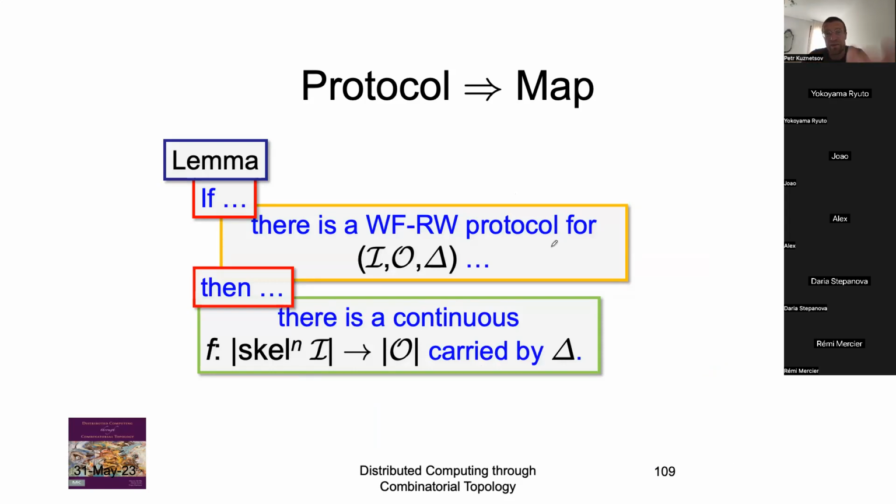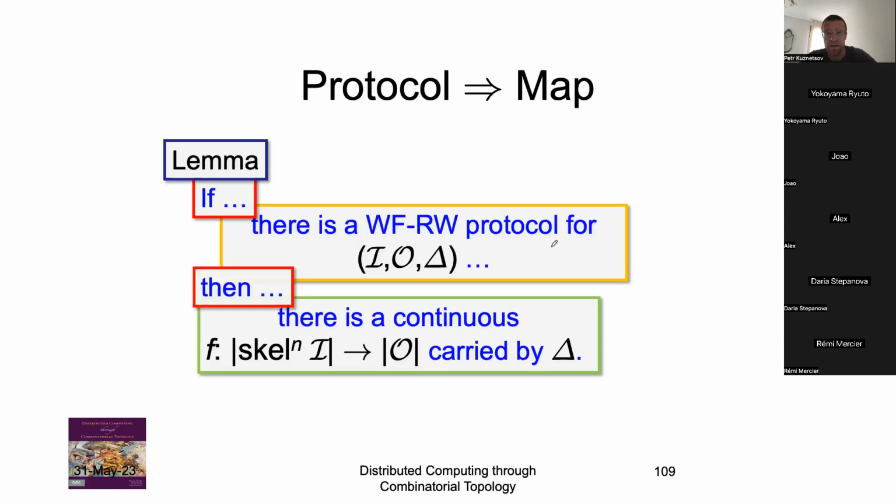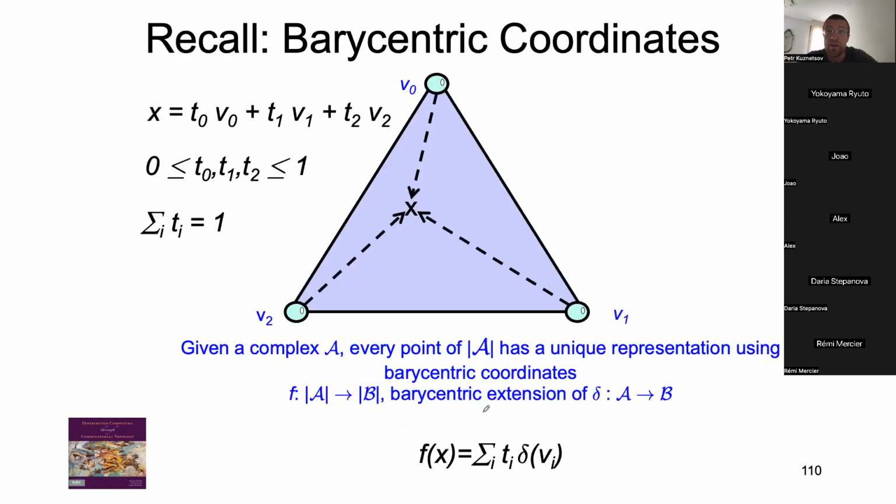Again, wait-free read-write, but in fact, it's a colorless immediate snapshot protocol for the task. Then there exists a continuous map carried by delta. Yeah, how do we show it? I'm sorry. The skeleton here is the dimension of the system. Maybe I should repeat it more often. The fact that you have skeleton means that you have n+1 processes. So we only have to deal with simplices of the input complex of dimension n or less, because at most n+1 processes can participate in every execution. Okay, so why is it true?